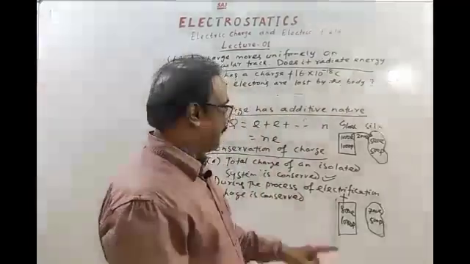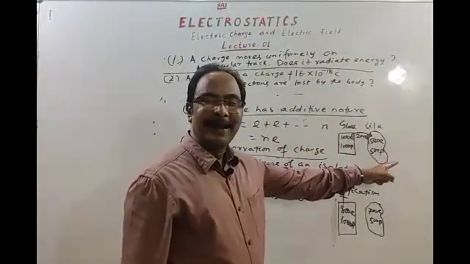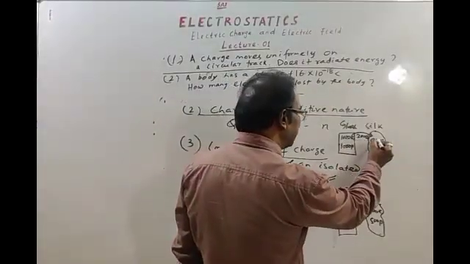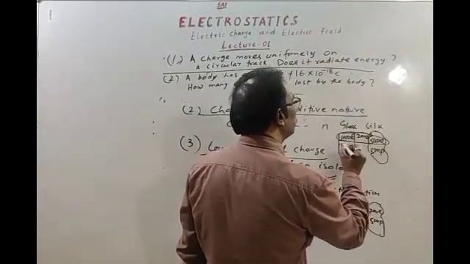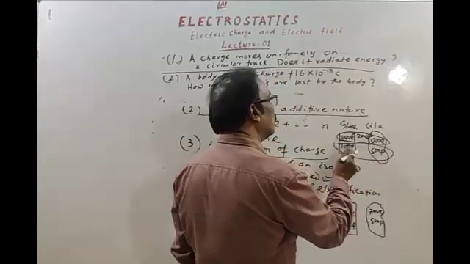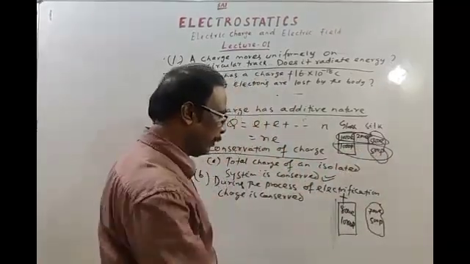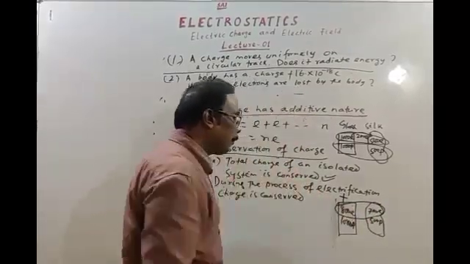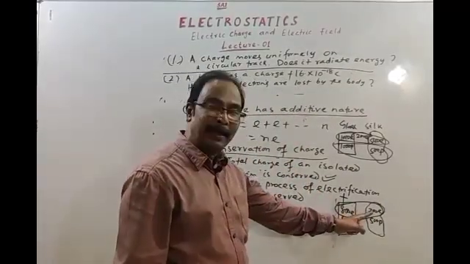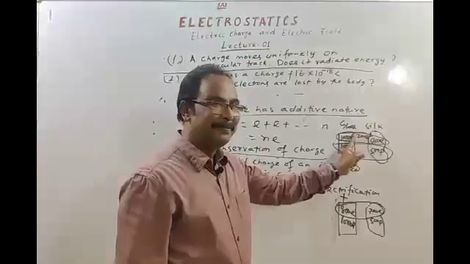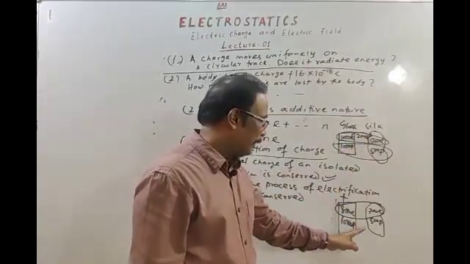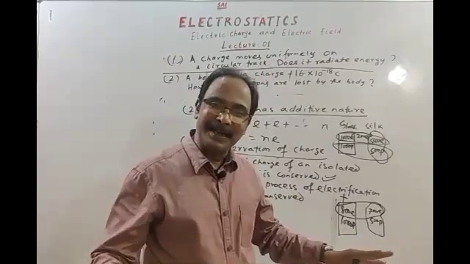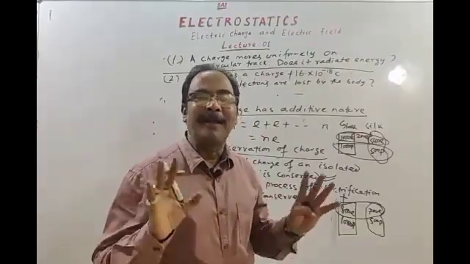Before the glass rod is rubbed with silk, the total number of electrons in glass and silk is 1500 and the total number of protons is 1500. After they became charged, the total number of electrons is 800 plus 700, 1500, and the total number of protons is also 1500. So charge is conserved during the process of electrification.